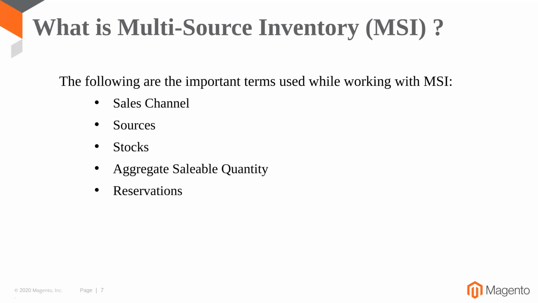Then reservation. This was newly introduced with MSI. It tracks the deduction from the sellable quantity, which is the actual sellable quantity in websites, when a customer adds a product and completes the checkout. When an order ships, the reservation clears and deducts the shipped amount. It means it doesn't deduct the stock or the inventory of the product in real time. We'll see this in detail in later slides.